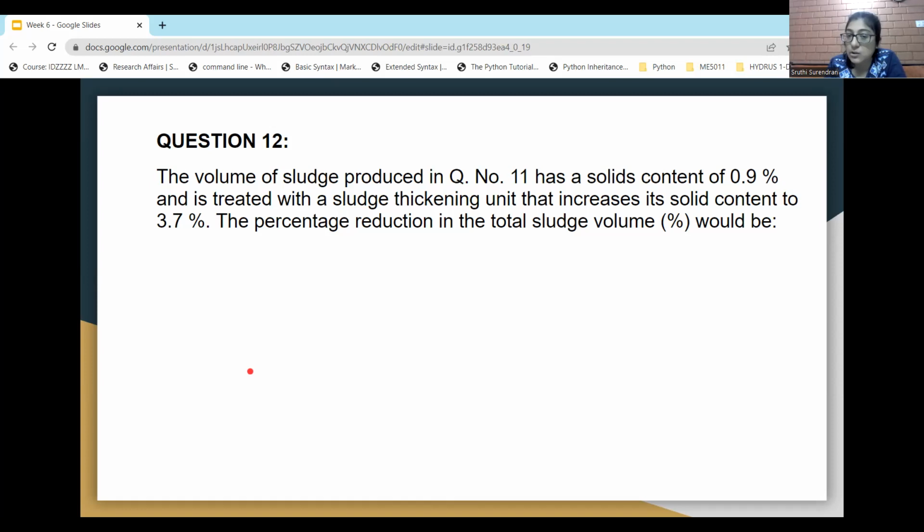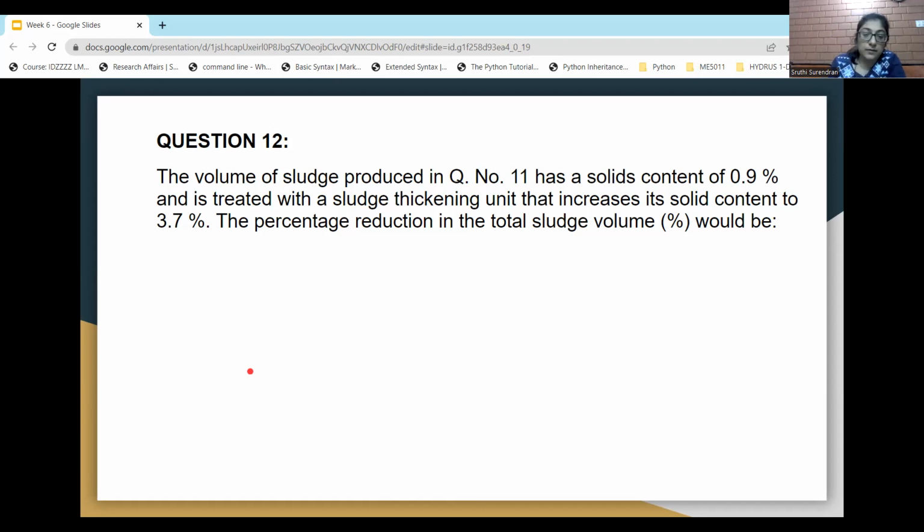So we can find out the outflow sludge volume. We know the inflow sludge volume. We can find out the outflow sludge volume from the percentages of the solid by first computing the volume of the solids, and then computing the volume of the sludge from this volume of the solids, and then finding the difference between the outflow sludge volume and the inflow sludge volume.